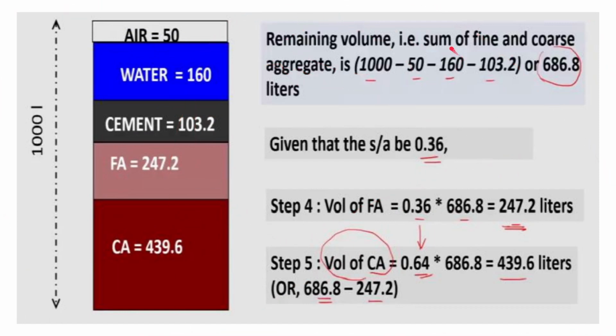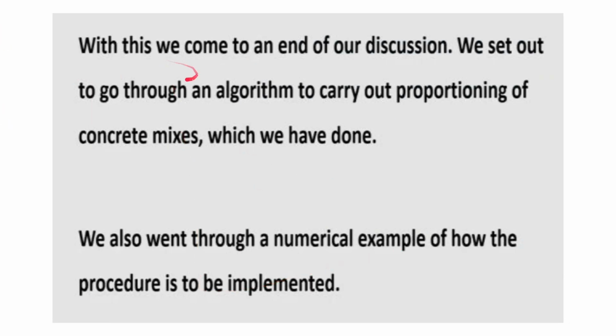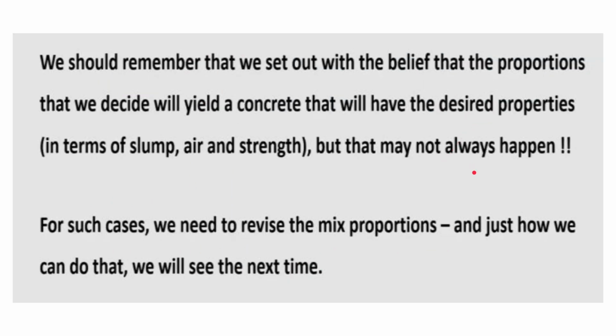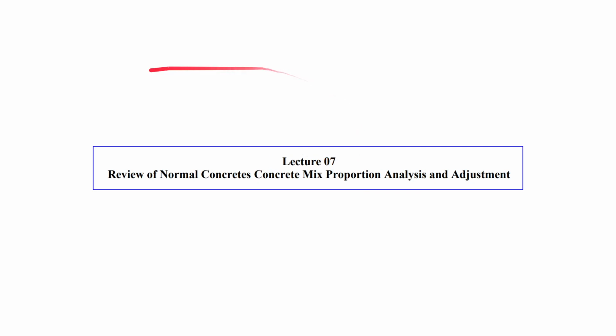So they have calculated the fine and coarse aggregate volume by subtracting, and then using the S by A relationship, they have calculated the volume of fine aggregate and coarse aggregate, and then again using specific gravity they found out the weights. With this, this lecture has been completed, and we have basically got the idea of the main steps that are required for getting the concrete mix.